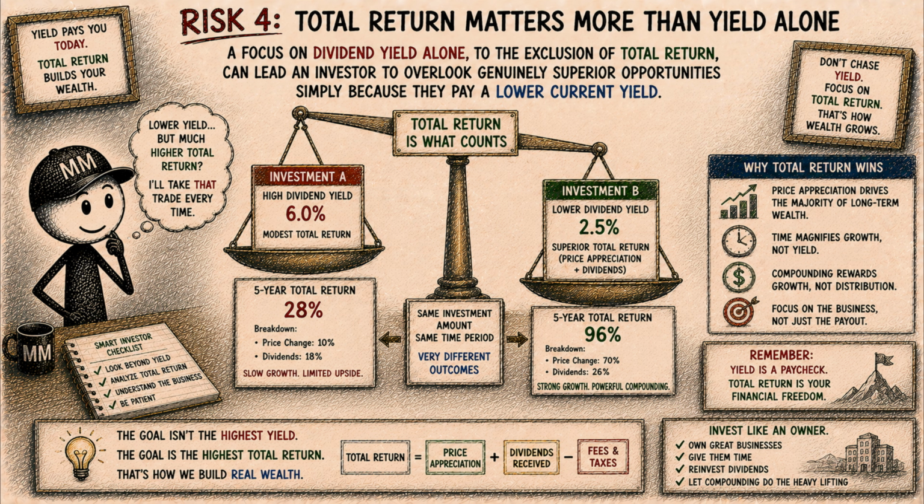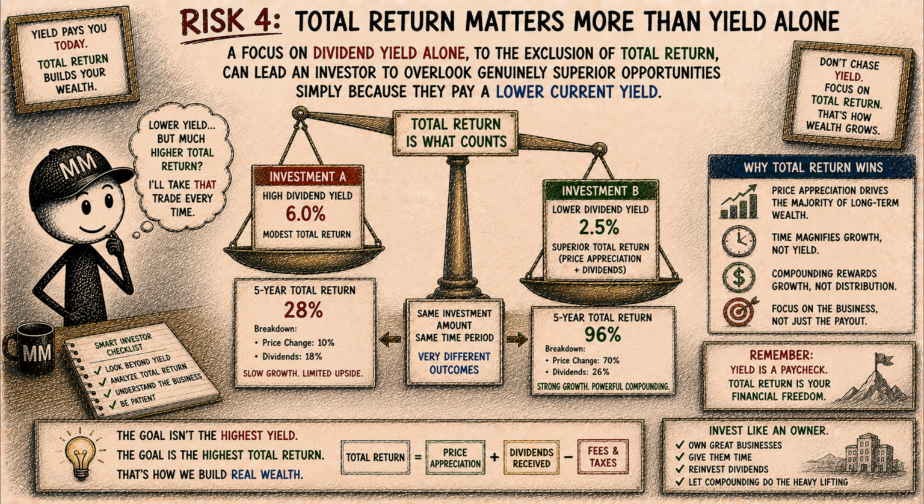Risk 4. Total return, not dividend yield alone, is what ultimately matters. A focus on dividend yield specifically, to the exclusion of total return, price appreciation plus dividends combined, can lead an investor to overlook genuinely superior total return opportunities simply because they pay a lower current dividend yield, even when their combined total return, including any reinvested growth, would have been superior over the same period. The mathematics work in dividend investing's favor specifically when the combined total return is strong. Not because dividends are inherently superior to price appreciation as a category of return.